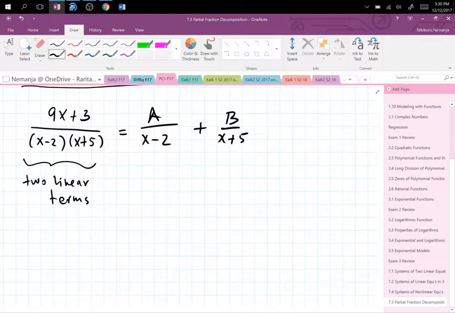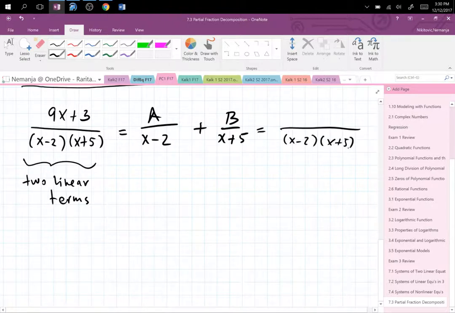Well, it's very simple. Find the common denominator here, and then both sides will have the same common denominator, and then you just equal the tops. That's all it is. So, as you cross multiply here, the denominator becomes x minus 2 times x plus 5, because we are adding these together. So I have ax plus 5a plus bx minus 2b. That's it.